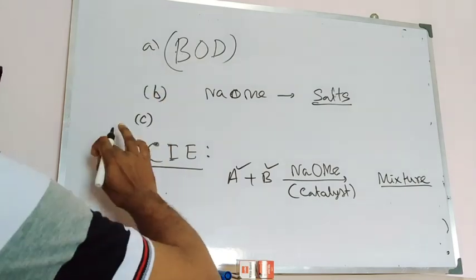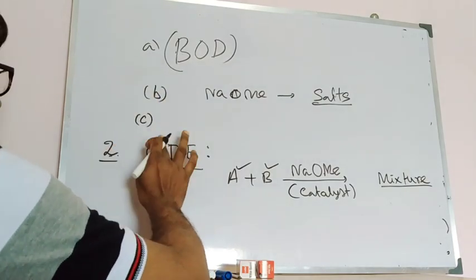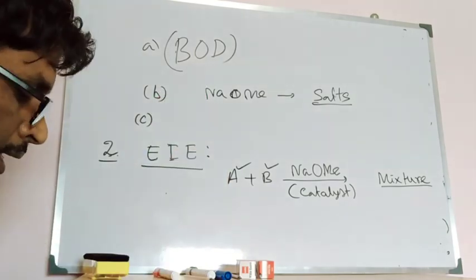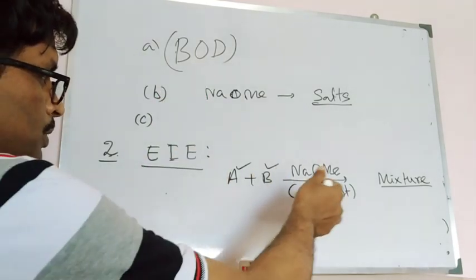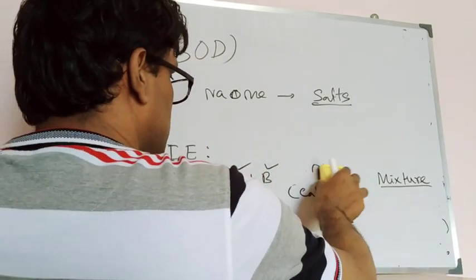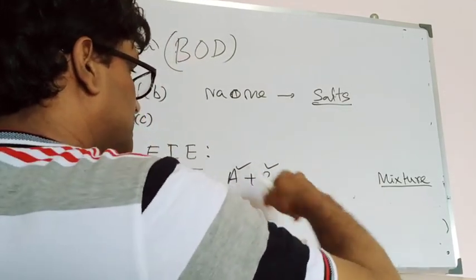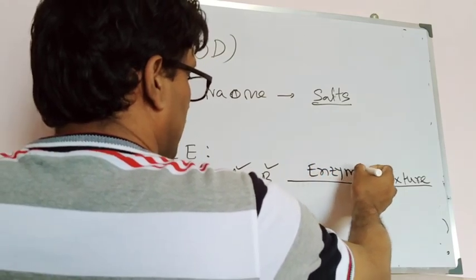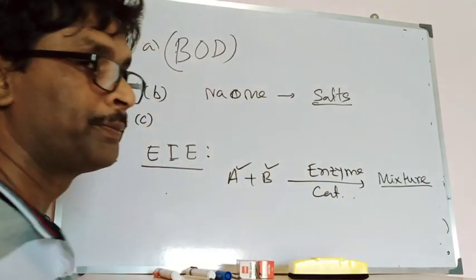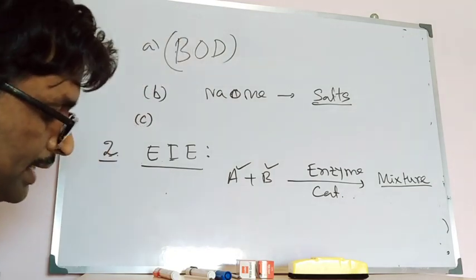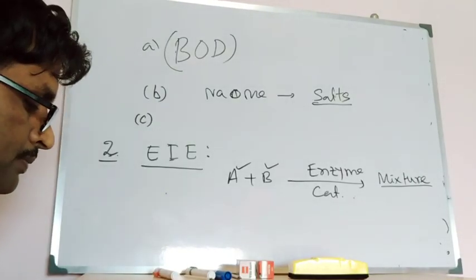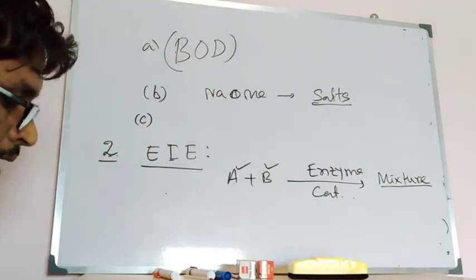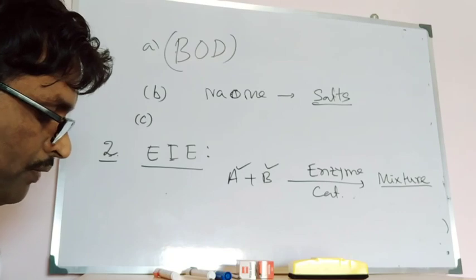Now I move to number 2, that is EIE, enzyme interesterification. The process is the same, but now we use an enzyme as the catalyst. What kind of enzyme is used here? Lipase or phospholipase types of enzymes. By this process we can change oil into fat.